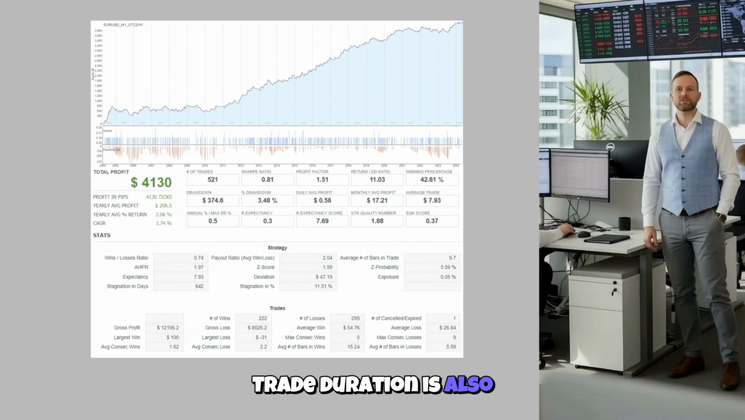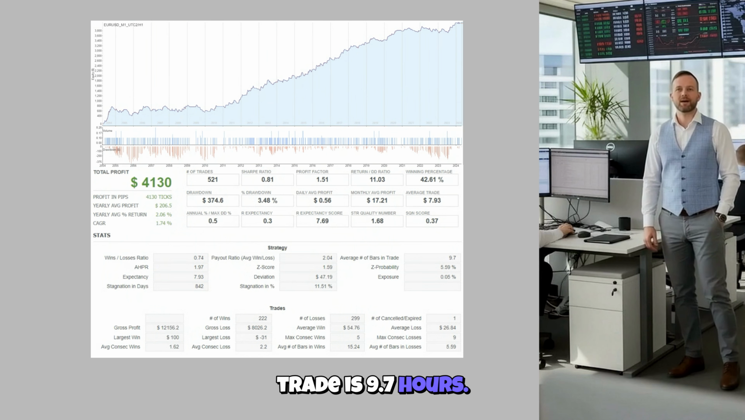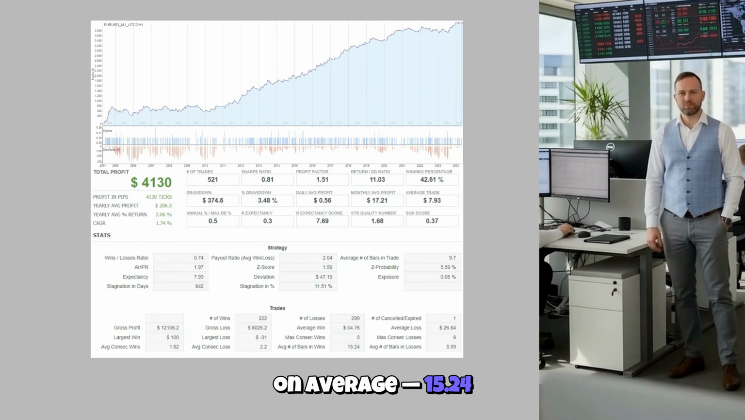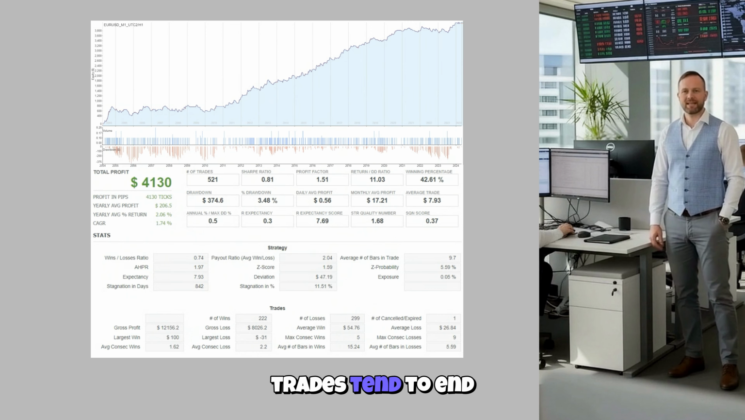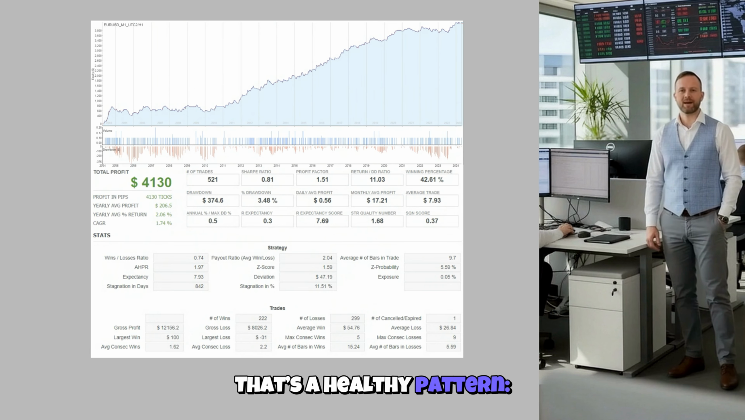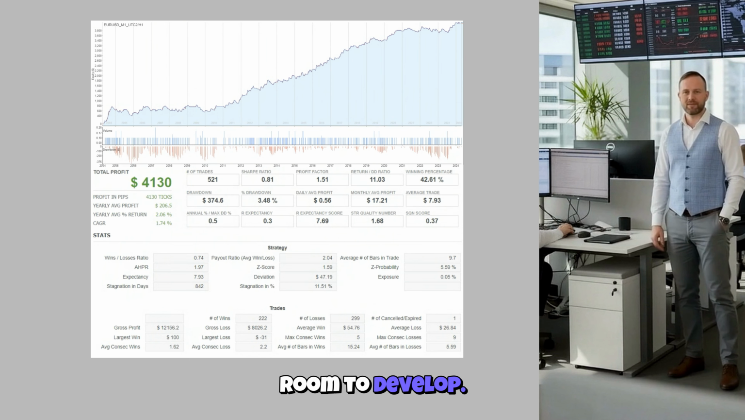Trade duration is also informative. The average number of bars in a trade is 9.7 hours. Winning trades last longer on average, 15.24 bars, while losing trades tend to end faster, 5.59 bars. That's a healthy pattern. Losses are cut relatively quickly, while winners get room to develop.